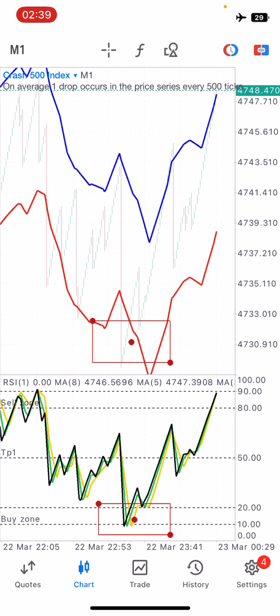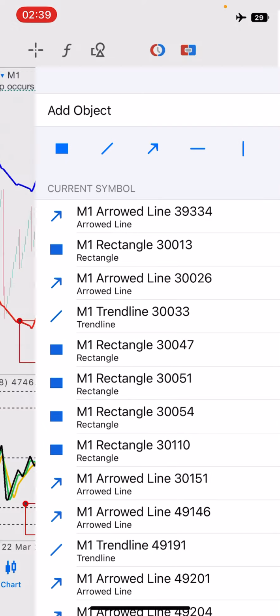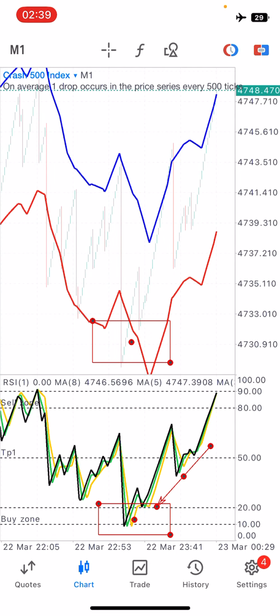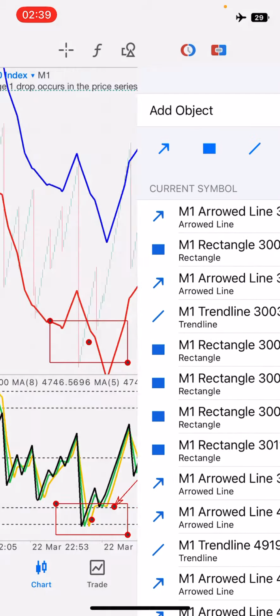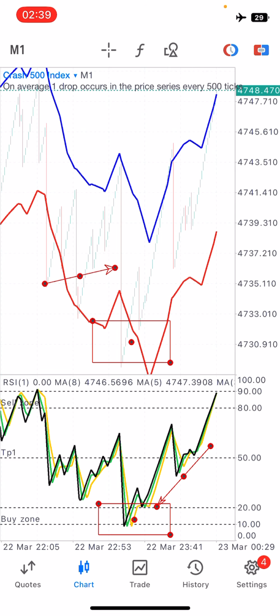That was a buying opportunity. Okay, why? That was a buying opportunity. Number 1, we were in our buy zone region. The black, the green, and the yellow line were in the buy zone region. This was mainly because of this spike that occurred recently.